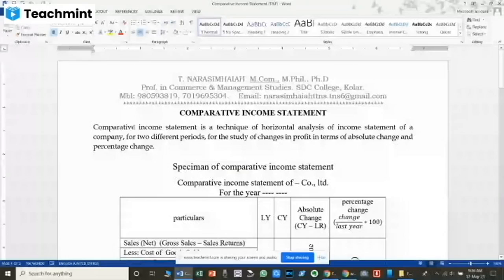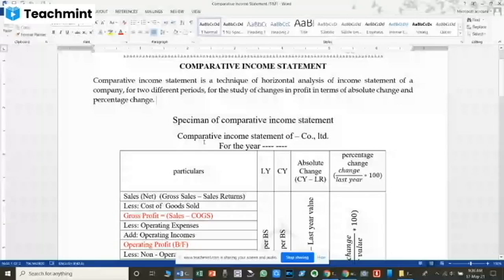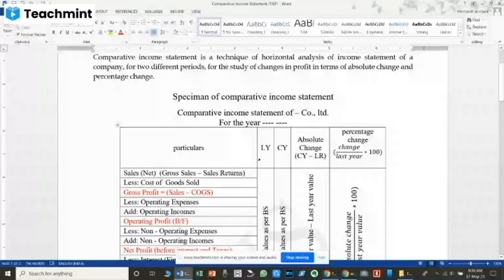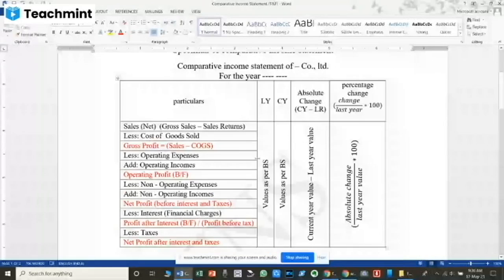Comparative income statement is a technique of horizontal analysis, means one by one, of the income statement of a company for two different periods, for the study of changes in the profit in terms of absolute change and percentage change. So the comparative income statement is prepared on the same lines as the comparative balance sheet, but the data is different. There we study the assets and liabilities. Here we are going to study the revenues and expenses, that is incomes and expenses.